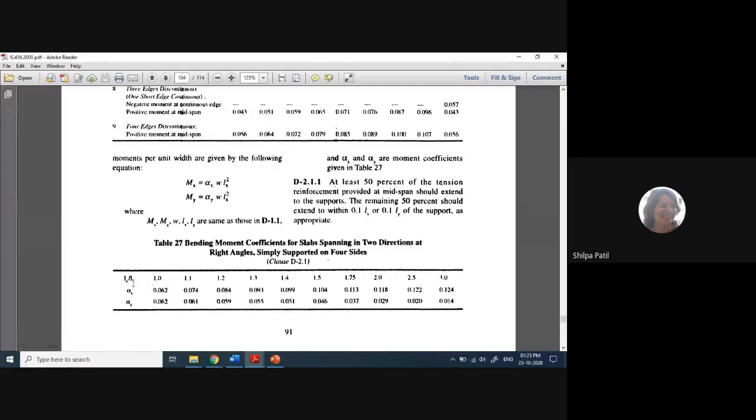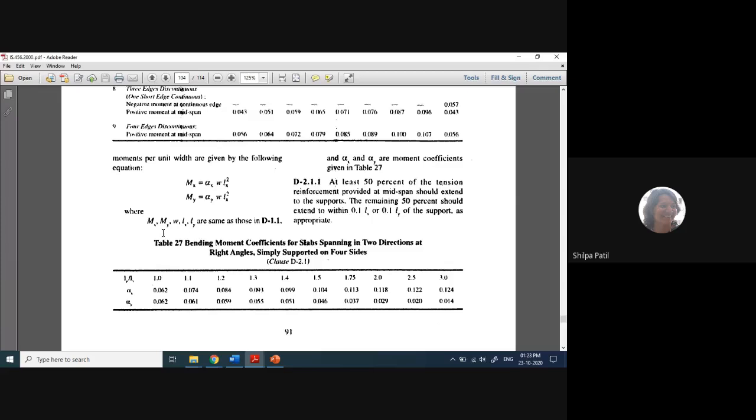Suppose your Ly by Lx value is coming as, say, 1.28, which is not there in this particular table. It is 1.28 and the values for 1.2 and 1.3 are given. So obviously you are supposed to interpolate the value for 1.28 and find out what is the value for alpha x and alpha y. Okay, is it clear to everybody? The table. Yes, ma'am. Yes, ma'am.